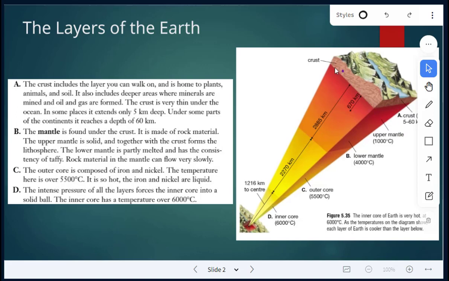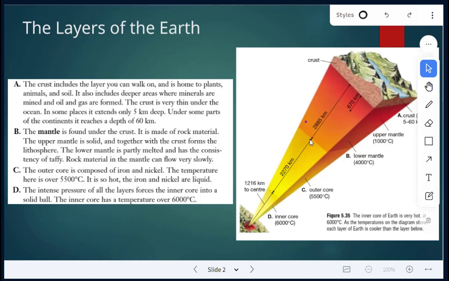Next, we have the mantle. The mantle is divided into two parts, the upper mantle and the lower mantle. So it's right under the crust. It's made of a rock material. The upper mantle is solid, and together with the crust, it's called the lithosphere. The lower mantle here, it's partly melted. It kind of has a consistency of taffy. So the rock material in the mantle, it can flow very slowly.